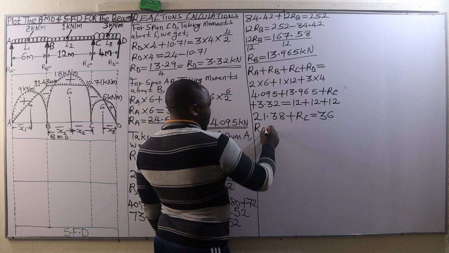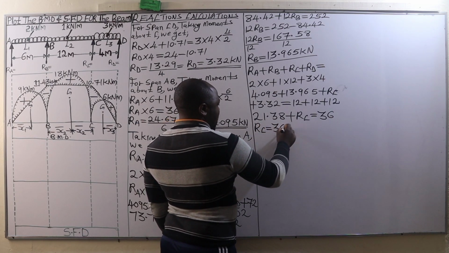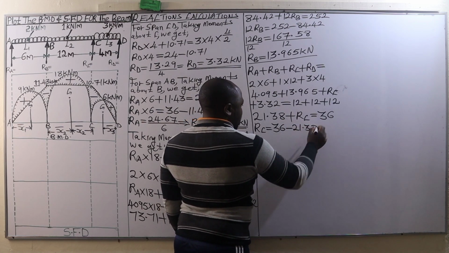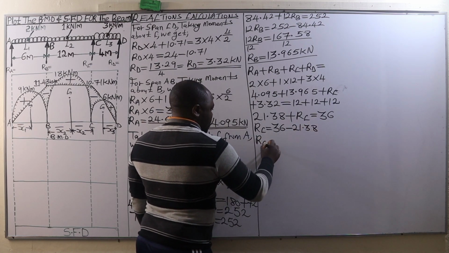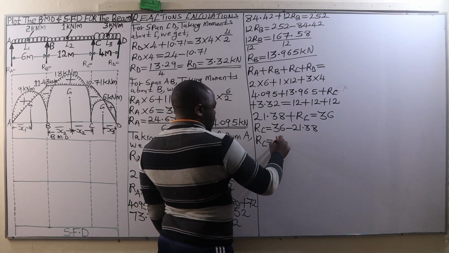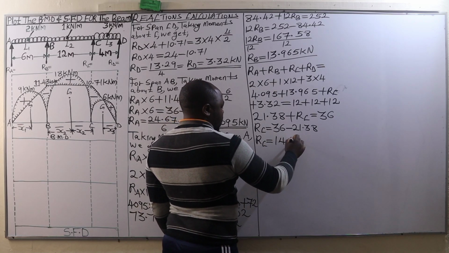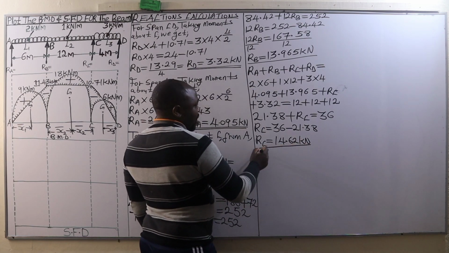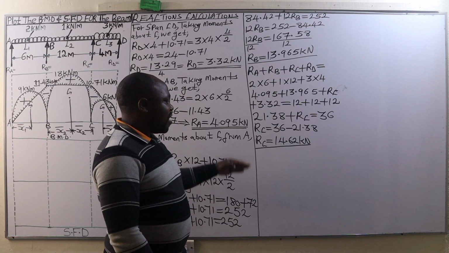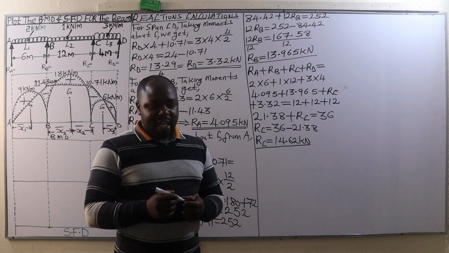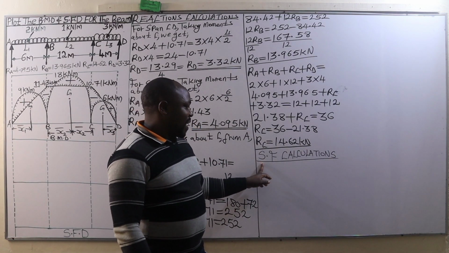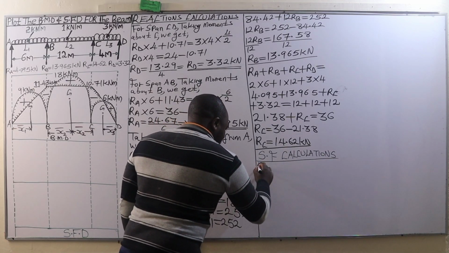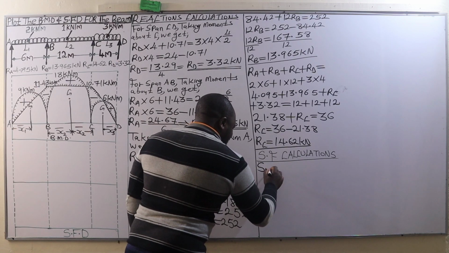So the reaction at C will be given by 36 minus 21.38, and that is going to be a reaction of 14.62 kilonewtons. So ladies and gentlemen, those are the values of all the reactions that we need. The next thing will be shear force calculations.